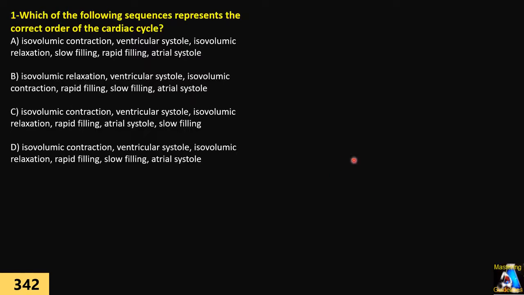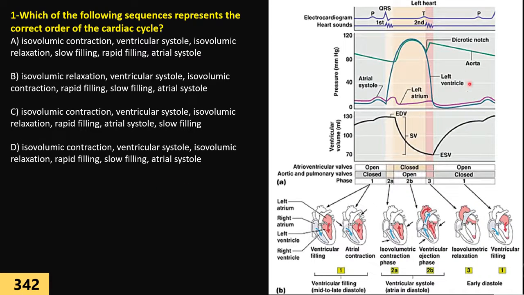Now let's answer two questions about this topic. First, which of the following sequences represents the correct order of the cardiac cycle? I'll give you a few seconds. So, very easy. Again, remember to take a picture with your mind and always remember this chart is very critical for everything, not only the exam, but for understanding the physiology of the heart.